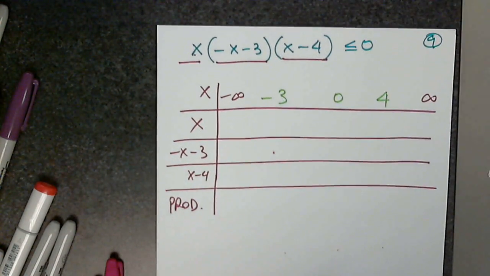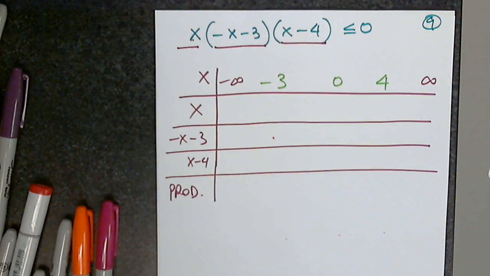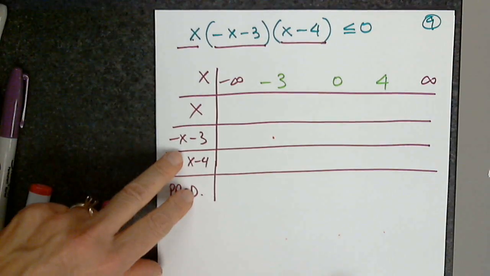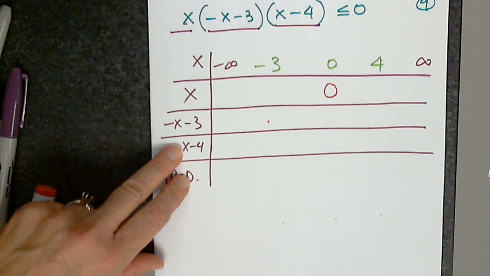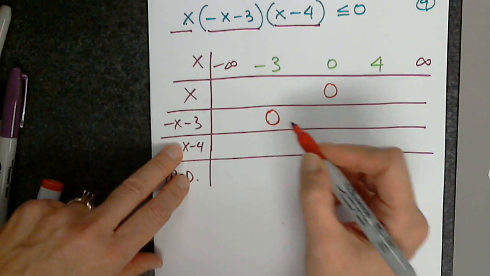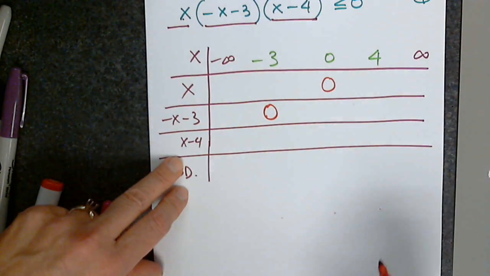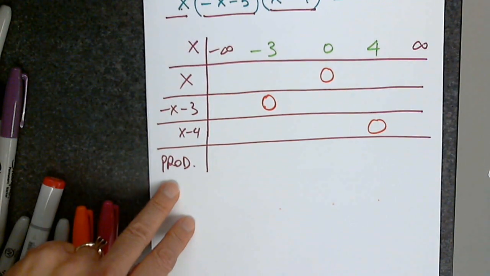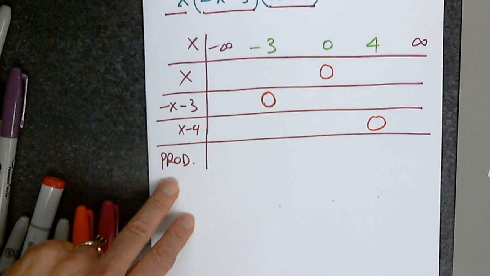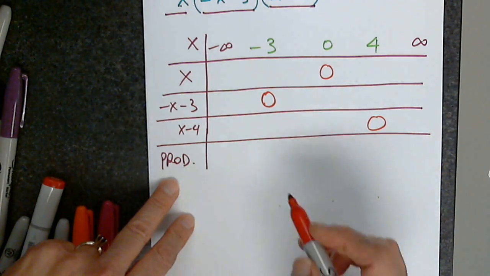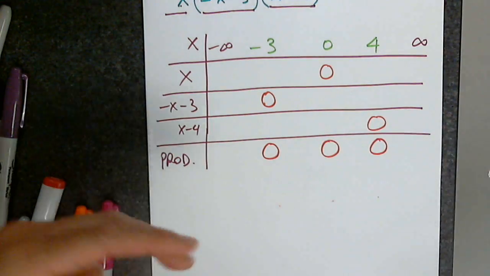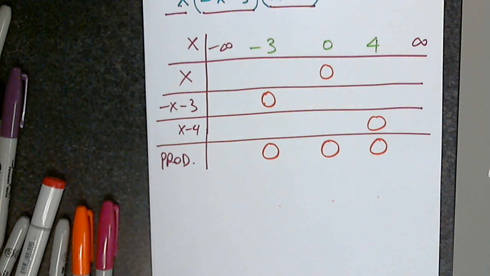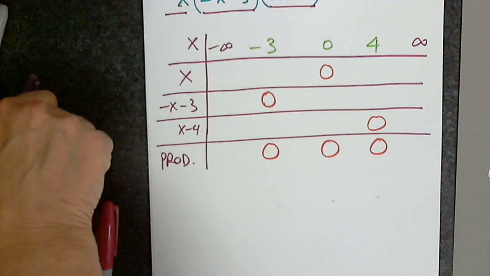Tell me, where do I have a 0 for x? Under which number? Perfect. Where do I have a 0 for -x minus 3? Perfect. Where do I have a 0 for x minus 4? Now what happens to the product in all these 3 situations? Very good. If any of those factors is 0, the product must be 0. We know that from the zero product principle.